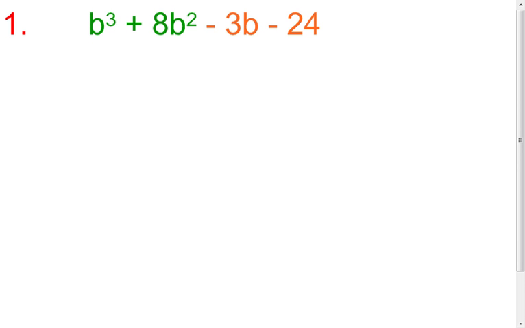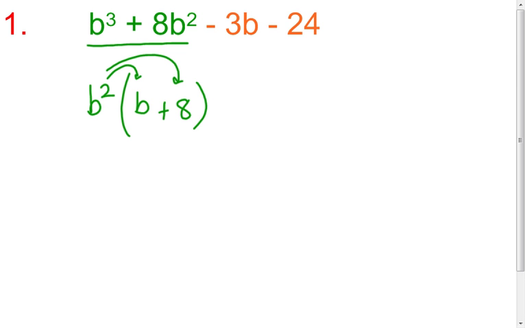You're going to group the first 2 together. In this case, I color-coded them so they are green. You're going to look at what you can pull out. Each term has at least a b squared in it, so I can pull that out. And then b squared times b makes b cubed, and b squared times 8 makes 8b squared.